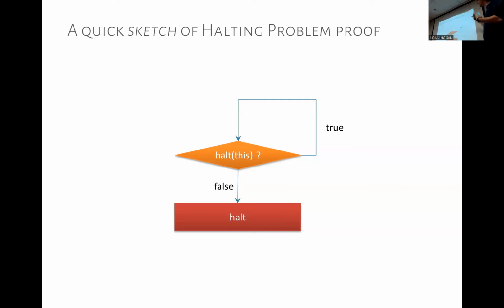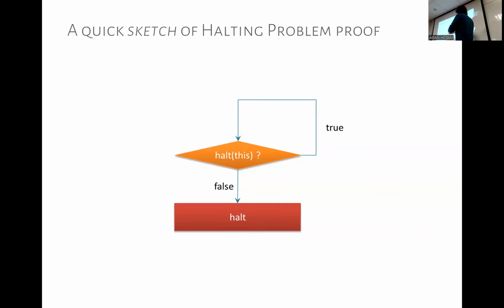So there's no problem. And the algorithm I've written is still an algorithm. I'm just calling this halt function, which is fine. If halt were a function, then calling it as part of a function is perfectly normal. So this is a sketch of the halting problem proof.